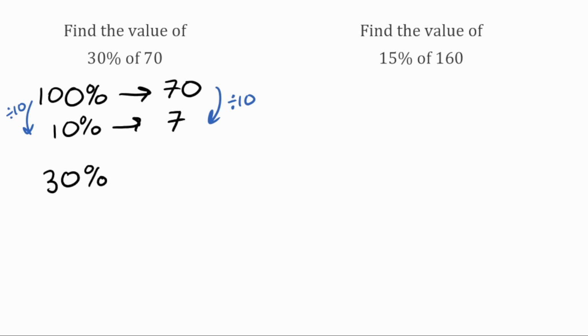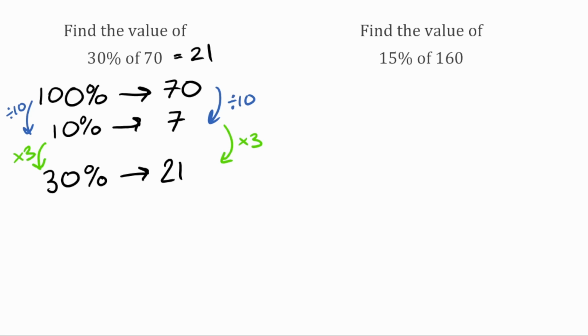Well, because we know 10% is equal to 7, all we need to do to then get from 10 to 30 is times by 3. So we're going to do exactly the same on this side. We're going to multiply by 3. So 7 multiplied by 3 would give us 21. So our answer here for 30% of 70 is just 21. So for any multiple of 10, that's what we'd do. We'd find the 10% and then multiply by what we need to get the percentage that we need.